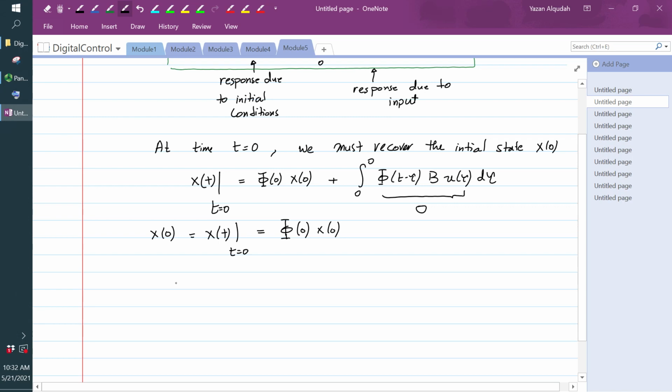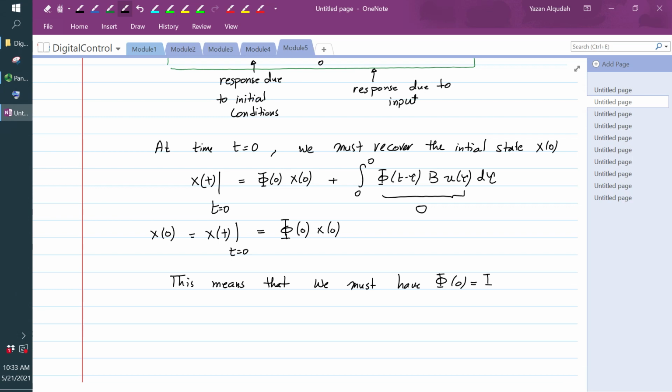So therefore, we conclude that we must have phi of 0 equal to the identity matrix. So the state transition matrix, if I substitute t equal to 0, should give me the identity. Okay.